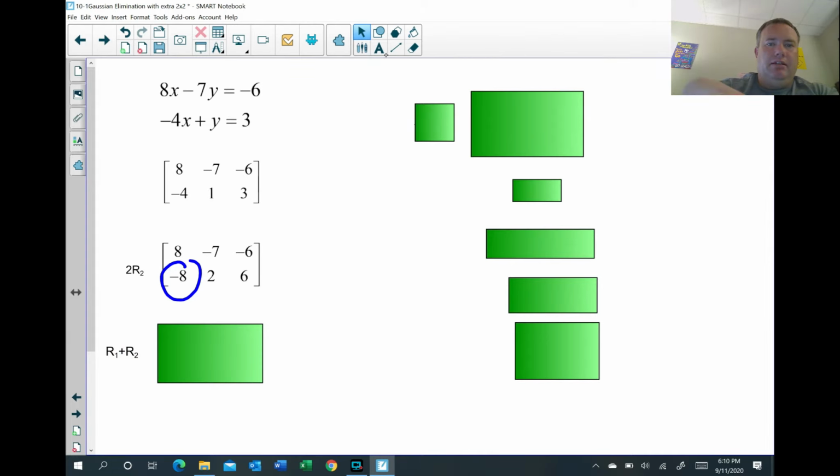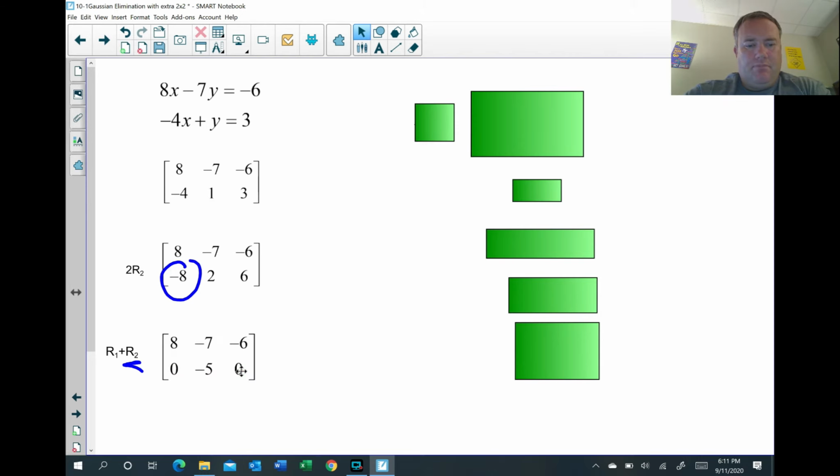Now, here's the key. This is important. The second number in this little sentence here is the row that you're changing. I'm not changing row 1, only row 2. So the first row is still going to be 8, -7, -6. But now, if I add these together, 8 minus 8 is 0, -7 plus 2 is -5, -6 plus 6 is 0.